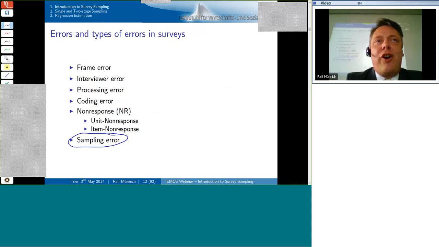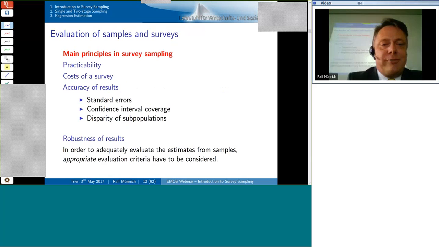To be honest, most of the errors can be somehow compensated, but that will be rearranged with calibration techniques or other techniques or imputation. I will tackle parts of it later.